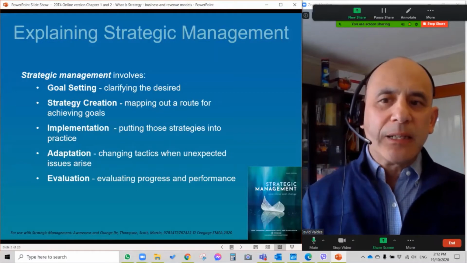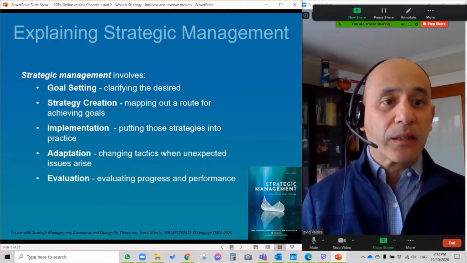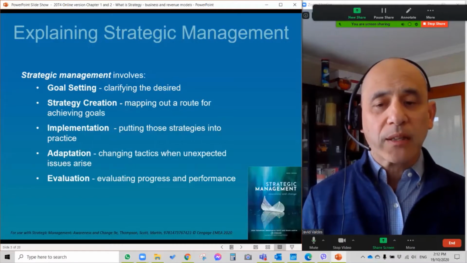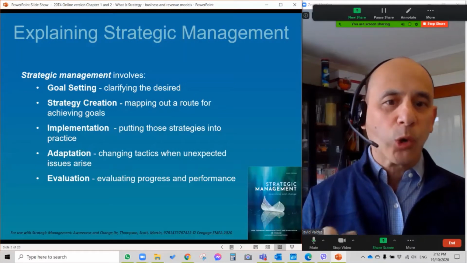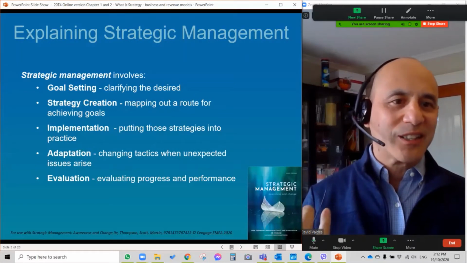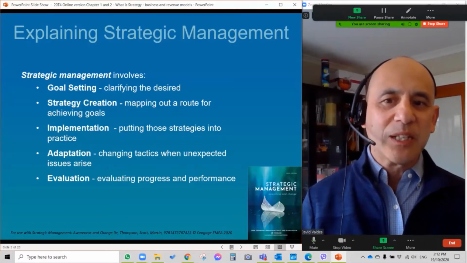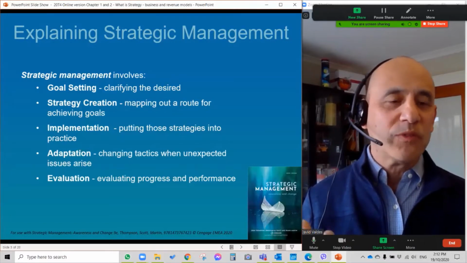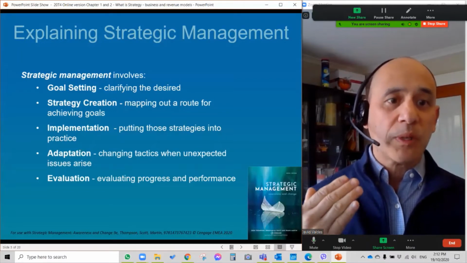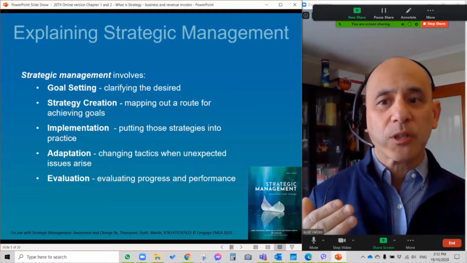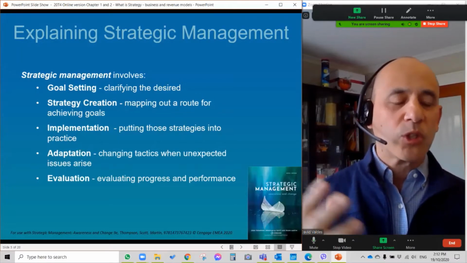And finally, we go into evaluation, which is really looking at our performance and looking at our progress on whether we're actually achieving this goal or not. So in the metaphor of Mount Everest, it's really how do we know that we've done well? As we go along, we have to be constantly monitoring our progress and deciding whether we are in fact on the way to achieving that goal.